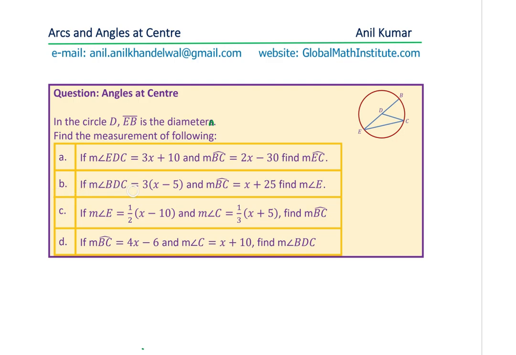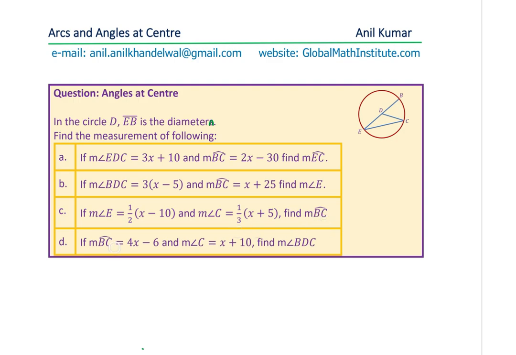If measurement of angle BDC is 3 within brackets x minus 5 and measurement of arc BC is x plus 25, find the measurement of angle E. C. If measurement of angle E is half x minus 10 and measurement of angle C is 1/3 of x plus 5, find the measurement of arc BC.